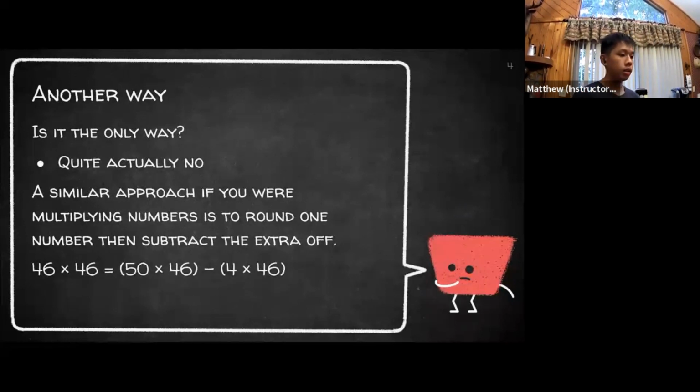Is there another one? Yes, there is. It's not the only way. There's a similar way, but instead of adding, it's if you round, like 46 times 46. You can round 46 up to 50, so it's 50 times 46 minus 4 times 46. 50 times 46 is equal to 5 times 10 times 46, so that's 2,300. Then minus 4 times 46, which is some number I'm not quite sure how to calculate currently.